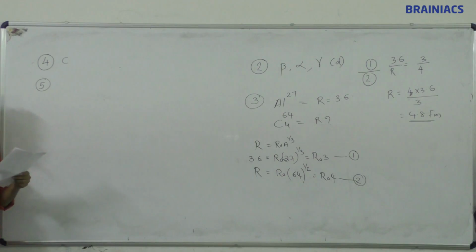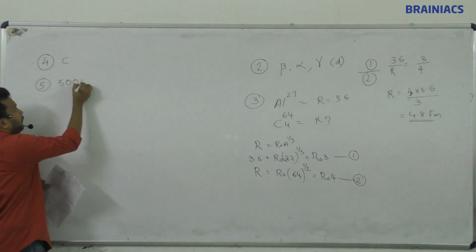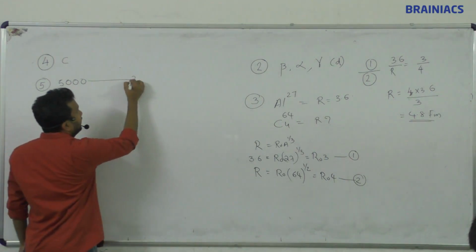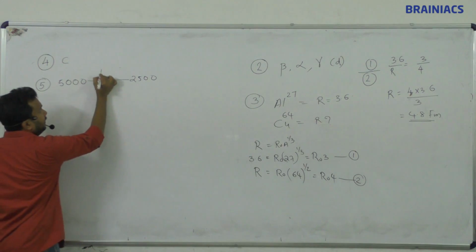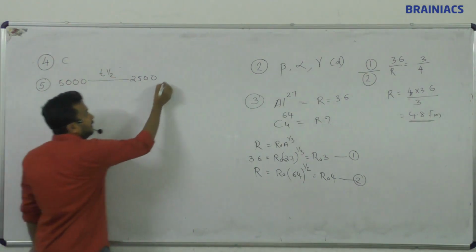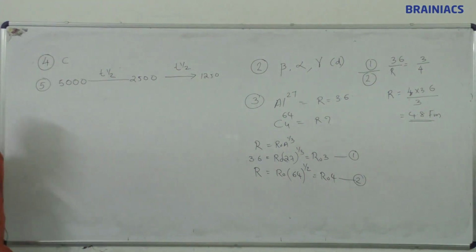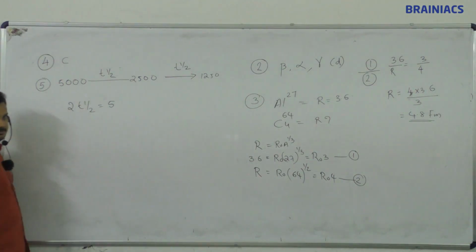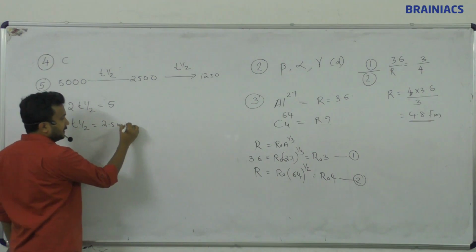A radioactive sample at any instant has 5,000 disintegrations. So I'm assuming initially I have 5,000. Then after 5 minutes, it becomes 2,500. Okay, let's keep that as one half-life. From 2500 to 1250, it has taken another half-life. Correct? So 2 half-lives is 5 minutes, so 1 half-life will be equal to 5 by 2, which is 2.5 minutes.